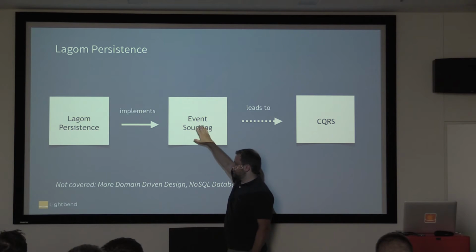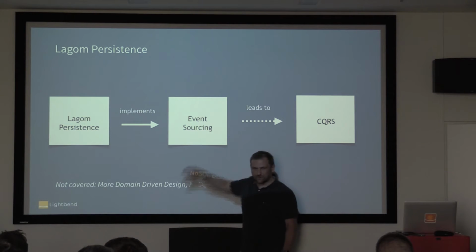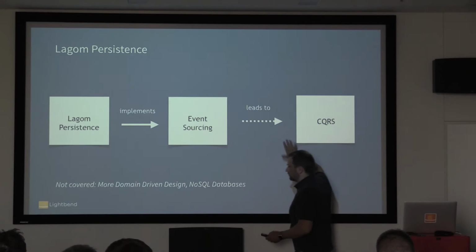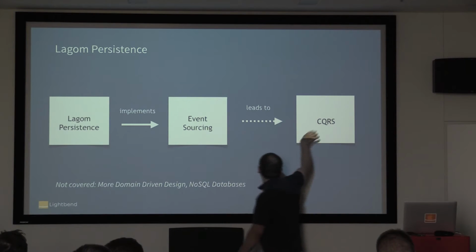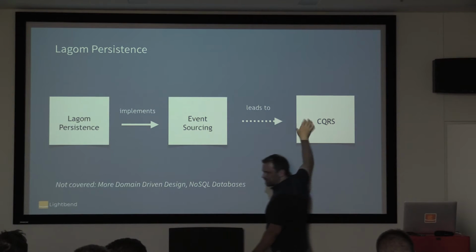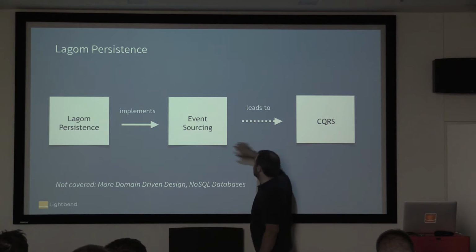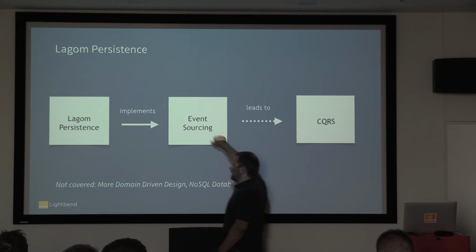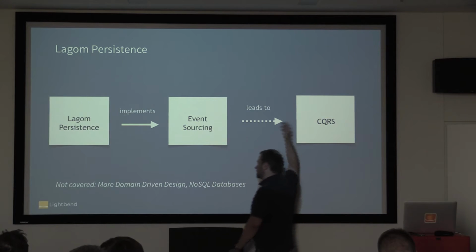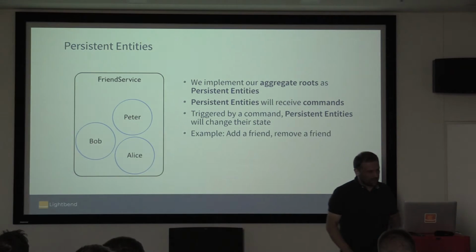Event sourcing leads to CQRS. If you do event sourcing, the idea, well, I'm going to talk about this on the next couple of slides. Just for the logic, you could do CQRS without event sourcing, but you cannot do event sourcing without CQRS. If you do event sourcing, this will make you use CQRS. And Lagom persistence makes you use event sourcing, so in turn, transitively makes you use CQRS.